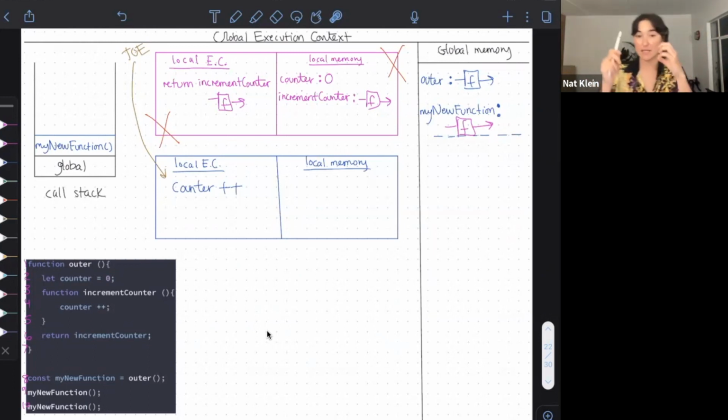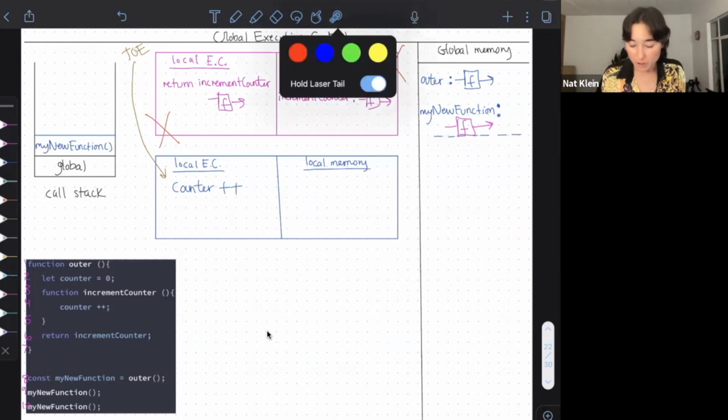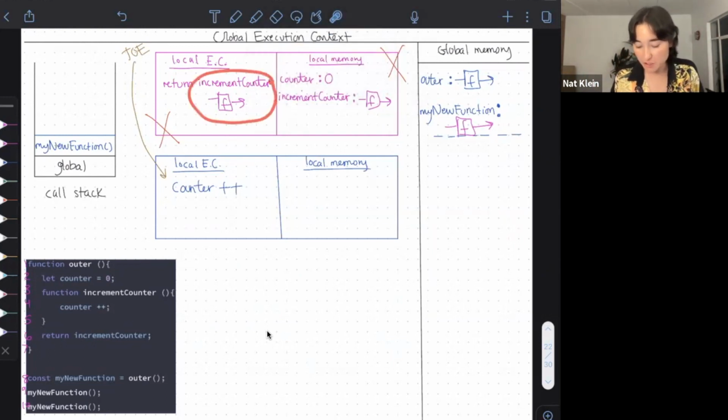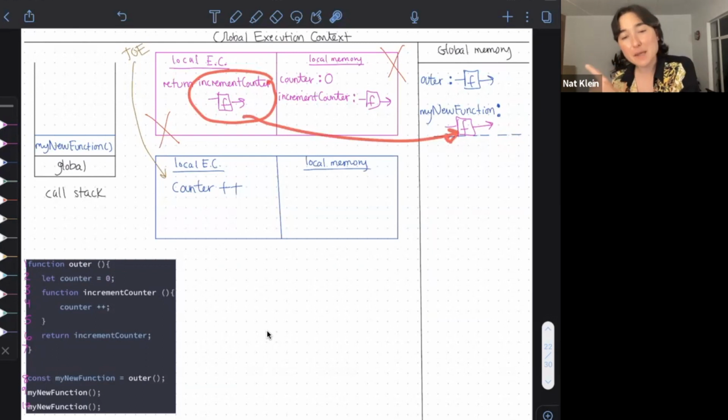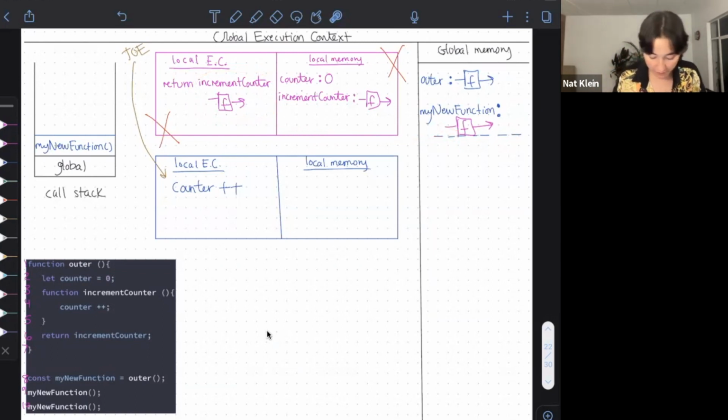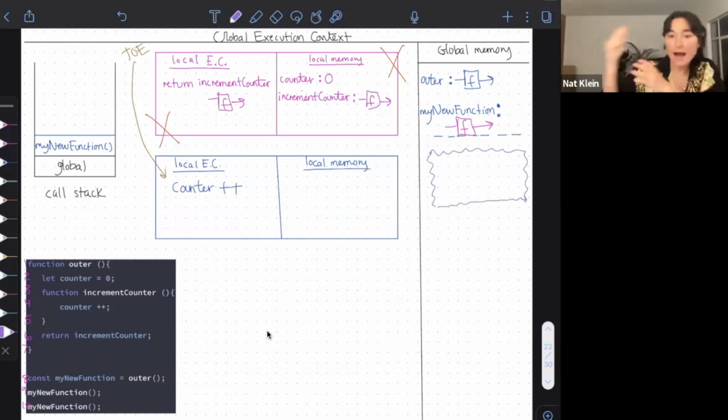But so what's happening here? So when we returned increment counter, this function definition, out of the local execution context of outer, we returned this function definition, and I didn't quite diagram out everything that happened on the step. Something else came along with this function definition. And what came along with it, stored out here as kind of a little piggybacked onto my new function definition, is all of the variables that were declared in the same context where increment counter was defined.